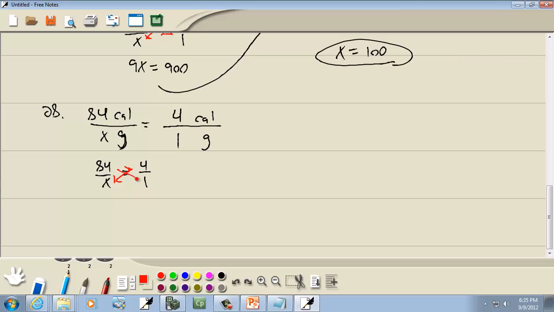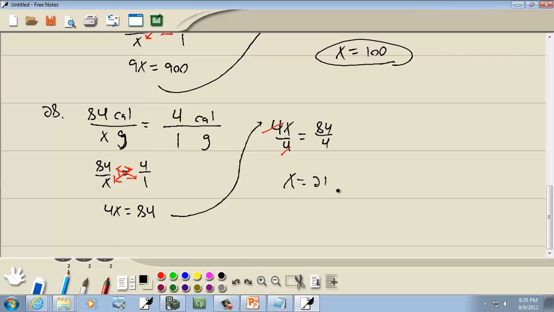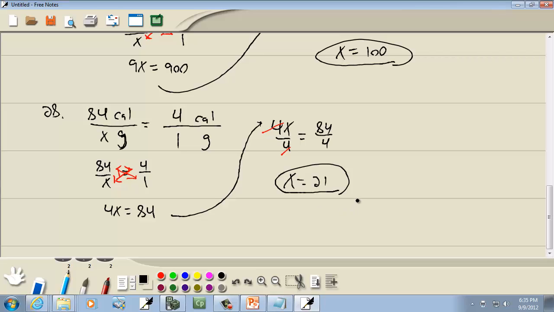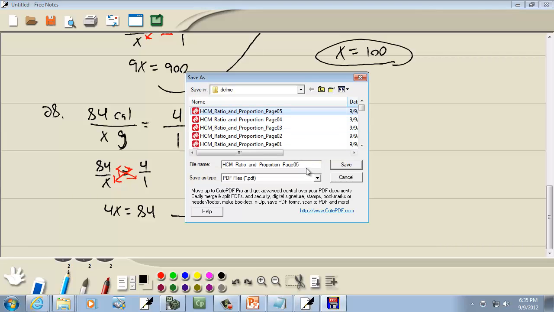And we'll cross multiply. So we got X times 4 or 4X equals 84 times 1 or 84. Divide both sides by 4 to get the X by itself. And we get X is equal to 21. So it'd be 21 grams. And that'd be our answer. Let me save that. And then we'll be done.